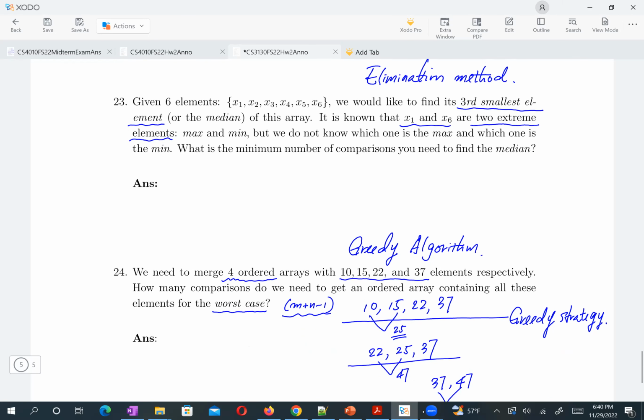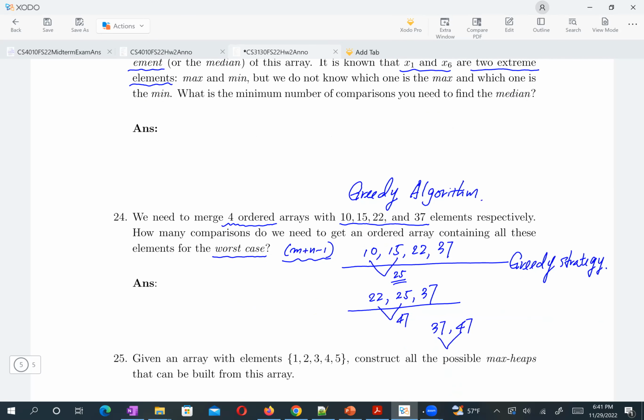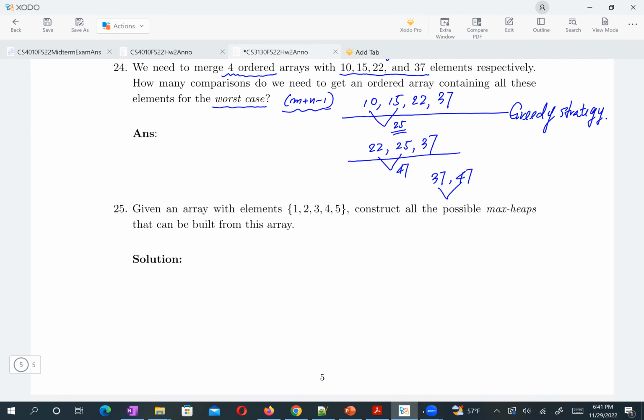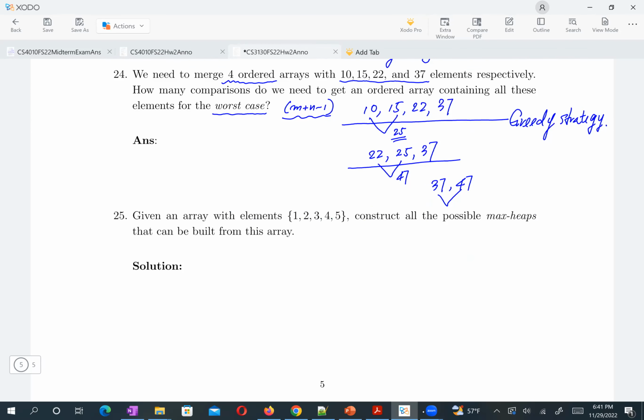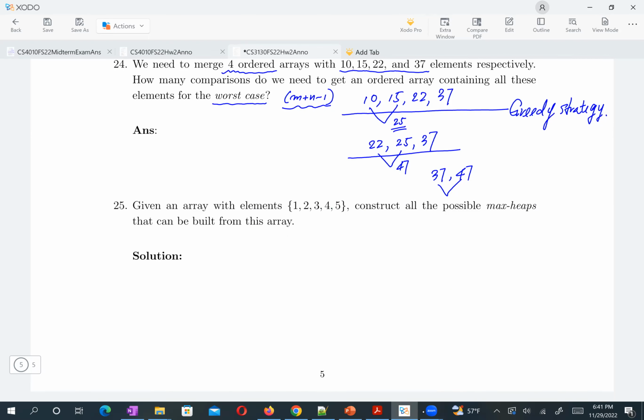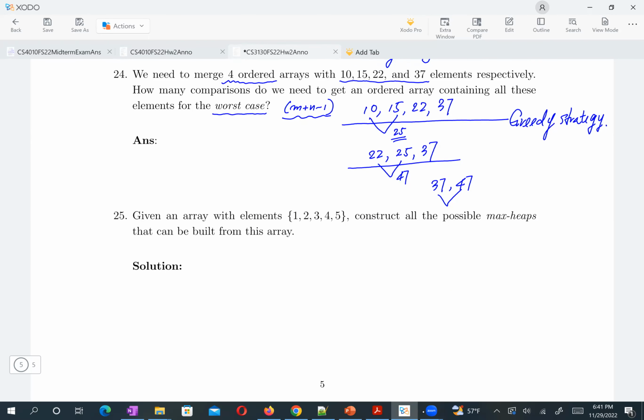question number 23. Then the last question. Oh, we're close to the end of this class. Let me talk about, I cannot spend too much time, only 4 minutes. The last one, this is a little challenging for you. You need to really check your understanding of the max heap structure. Here, I only give you 5 elements, so a relatively small number, so it should not be too hard, but still, you need to do quite some work.